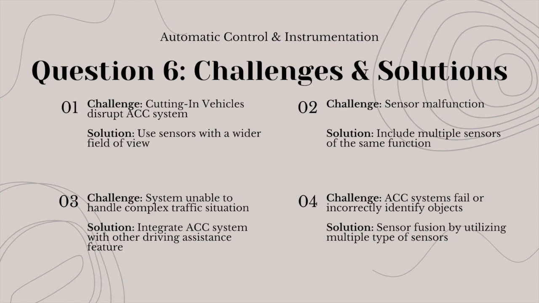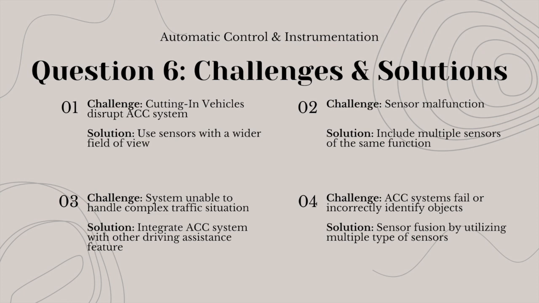The next challenge is sensor malfunctions. This can occur due to environmental factors or technical issues, compromising the ACC system's reliability. Redundancy is key. By incorporating multiple sensors of the same type, the system can continue to function correctly even if one sensor fails. For instance, having multiple radar units can ensure that a backup is always available to provide the critical data needed.